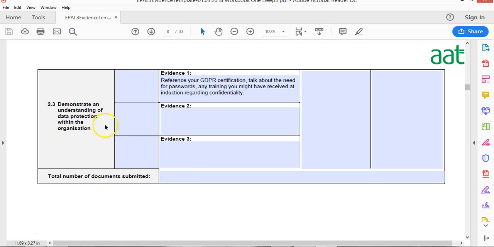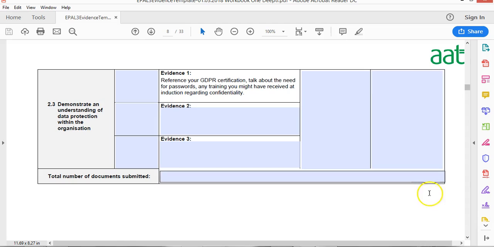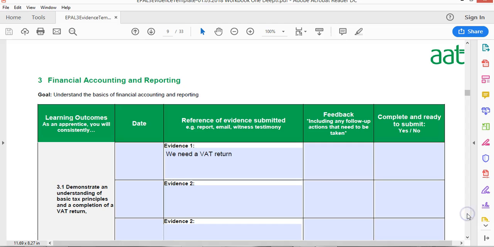Demonstrate an understanding of data protection within the organization. So really, what I want you to do is reference your GDPR certification and talk about passwords and everything you're using, how data is stored. That's what they're really asking for here. So you already have that, really. So just talk about that and have the evidence tagged.